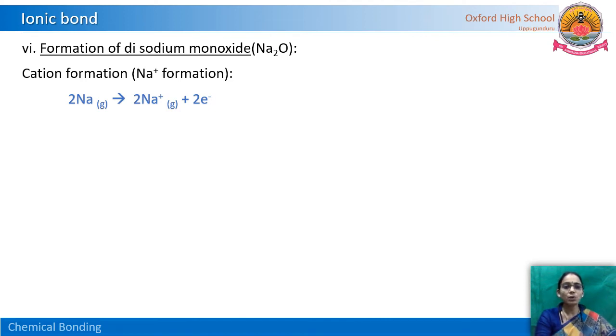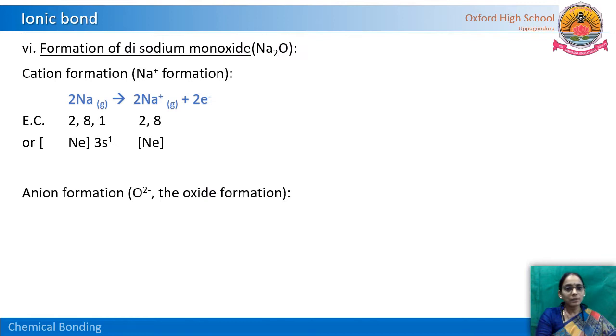For each sodium atom, we know the electronic configuration is 2,8,1. Sodium atom contains 1 valence electron. So, it readily loses its 1 valence electron to get the octet. After losing it, the electronic configuration is 2,8. So, it is stable now. Neon electronic configuration.